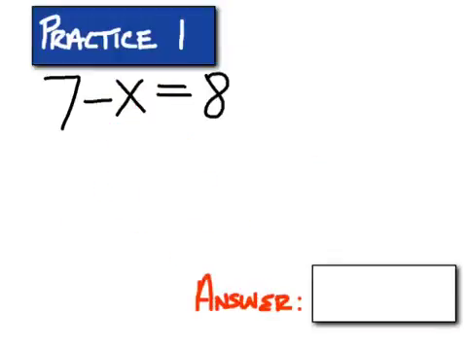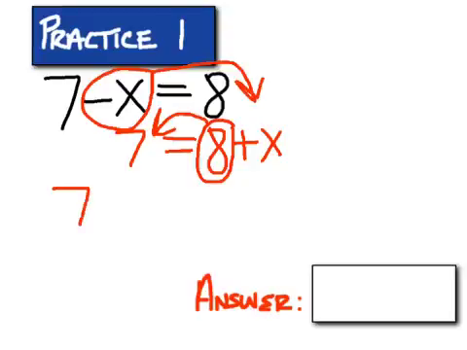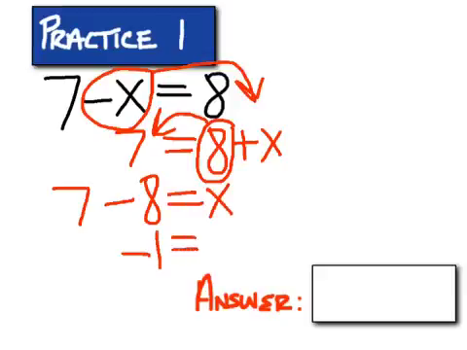Okay, go ahead and bring up practice problem number 1. For our practice problem, we have 7 minus x equals 8. First thing we want to do is bring our x over here to make it positive, so that'll give us 8 plus x. And we have 7 left on the other side. Now we want to bring our 8 to the left side, so we have 7. When we bring our 8 to the other side, it changes the sign, so it'll be negative 8 is equal to x. 7 minus 8 is -1. So your answer should be -1.